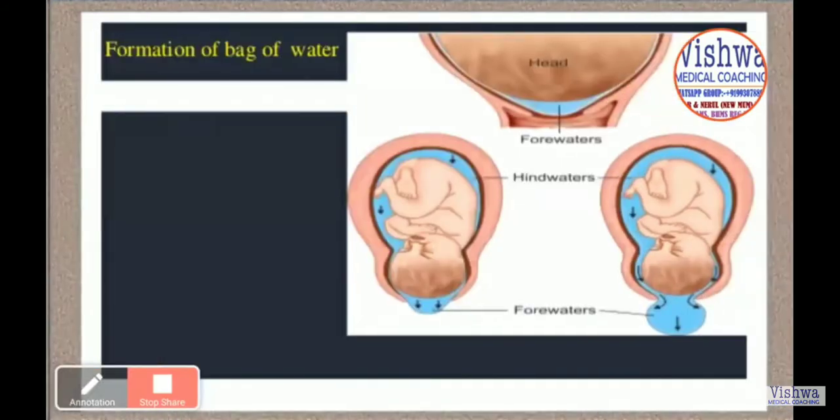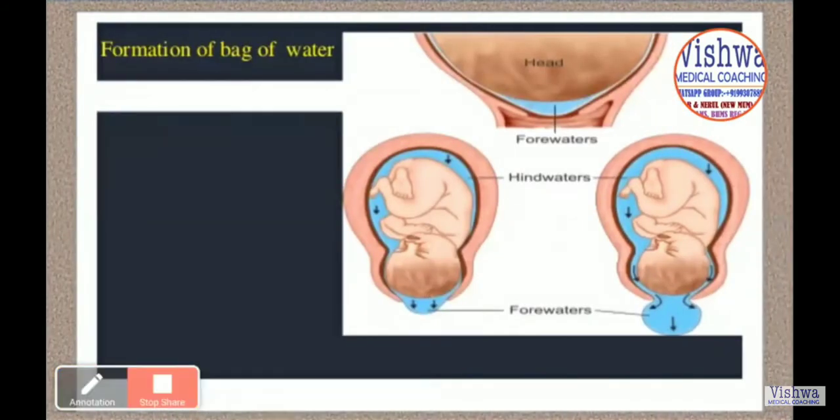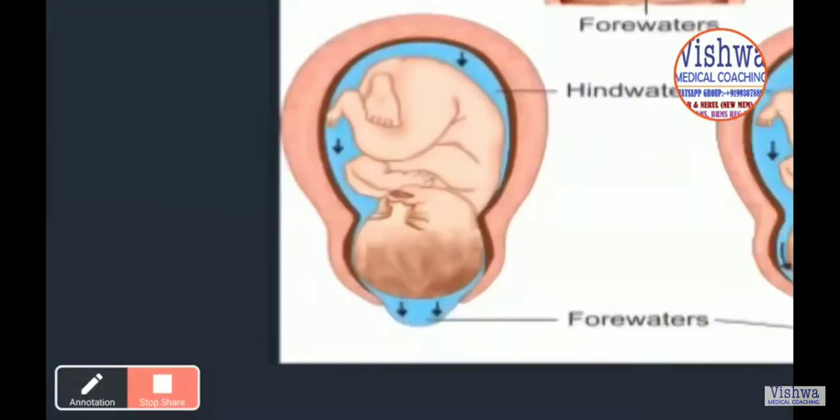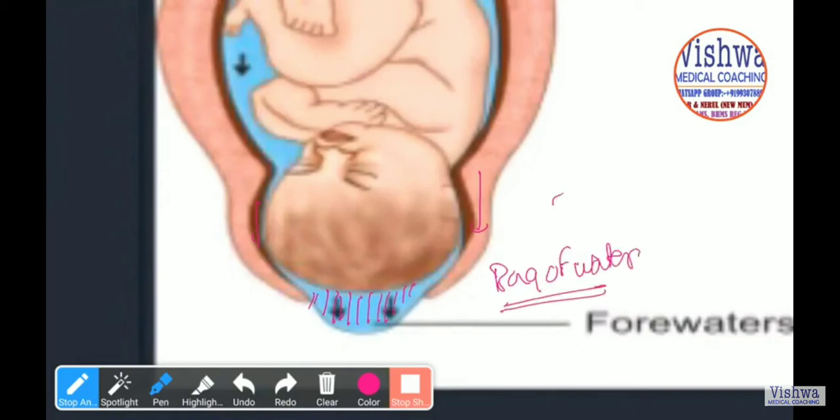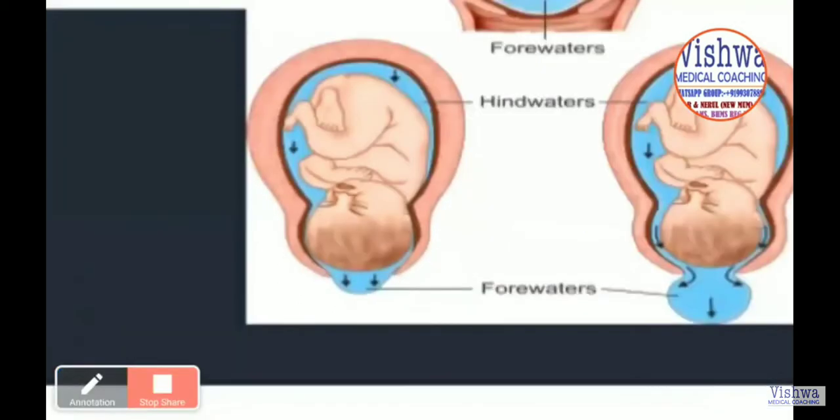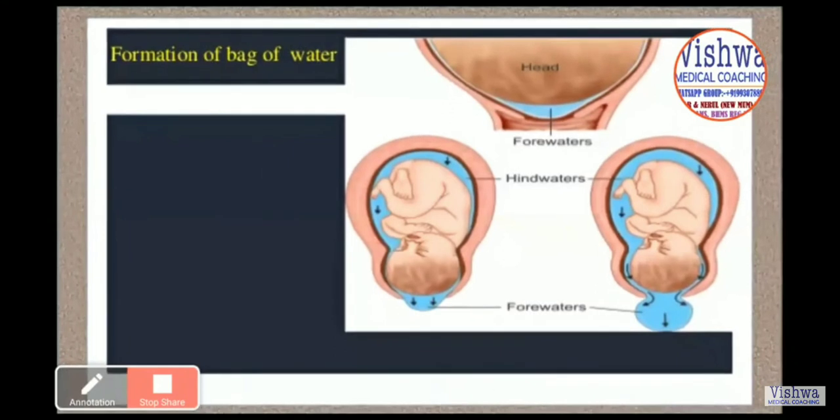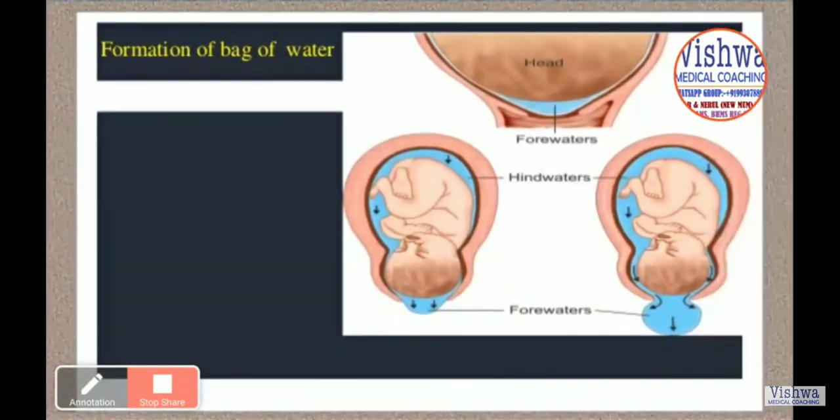And this is what is a bag of water formation. You can also zoom it if you want to see properly. This is what is a bag of water. As the labor contractions start, the liquor will come in front of the baby's head. And this is what is called bag of water formation. This is the sure sign of labor, because a false contraction is not going to produce any changes in the bag of water.